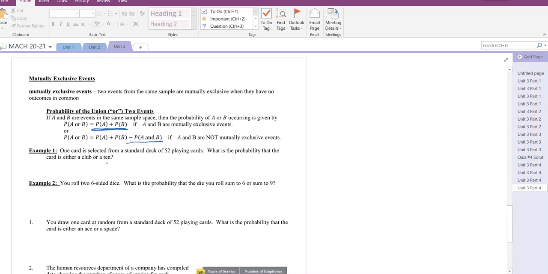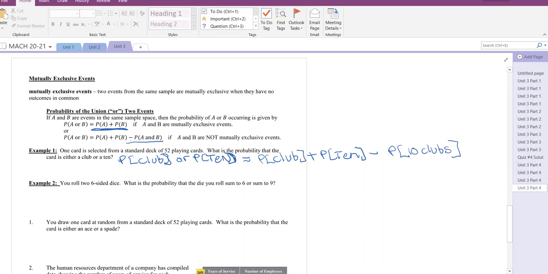So for example, one card is selected from a standard deck of 52 playing cards. What is the probability that the card is either a club or a 10? So the probability of getting a club or the probability of getting a 10 equals the probability of getting a club plus the probability of getting a 10. Now, is there overlap? Yes, there is the 10 of clubs. So you have to think about the probability of drawing just the 10 of clubs.